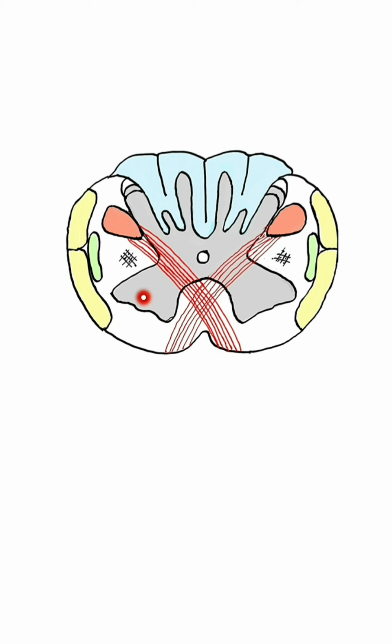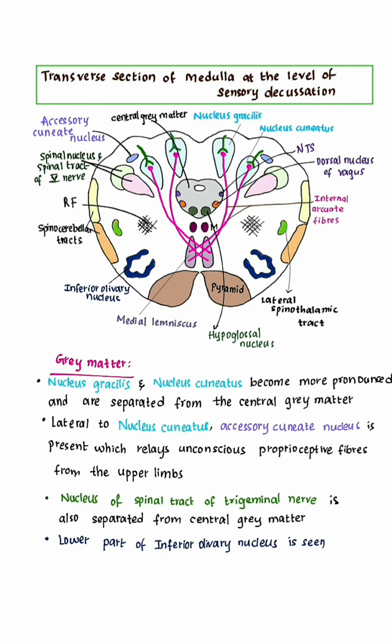Gray matter: detached anterior horn, central gray matter with central canal, nucleus gracilis, nucleus cuneatus, nucleus of spinal tract of trigeminal nerve. White matter: pyramids, pyramidal decussation, reticular formation, lateral corticospinal tract, lateral spinothalamic tract, spinocerebellar tracts, fasciculus gracilis, fasciculus cuneatus, spinal tract of trigeminal nerve. Now let's see transverse section of medulla at the level of sensory decussation.